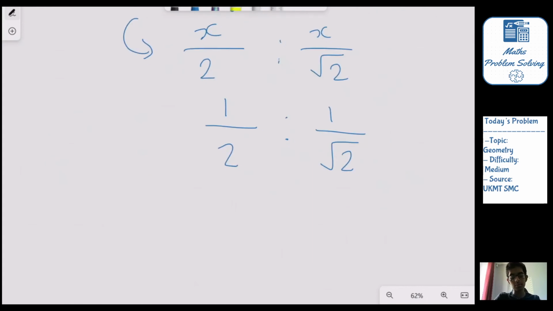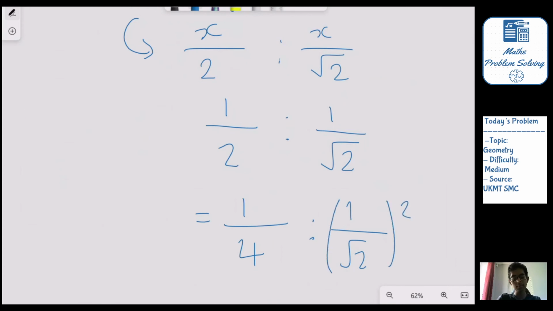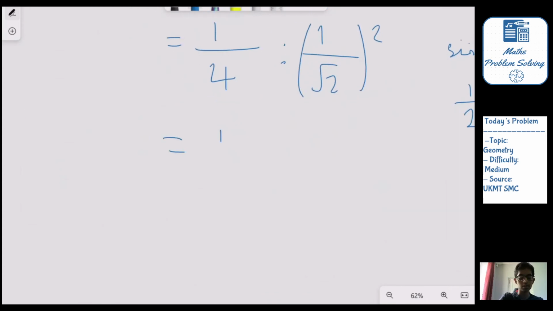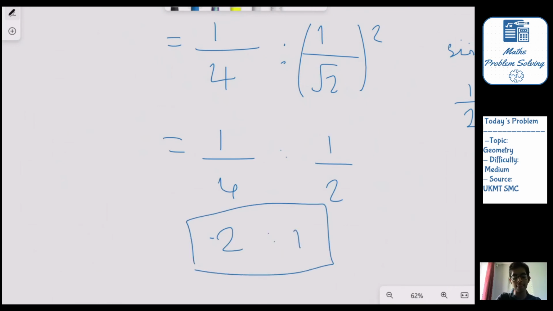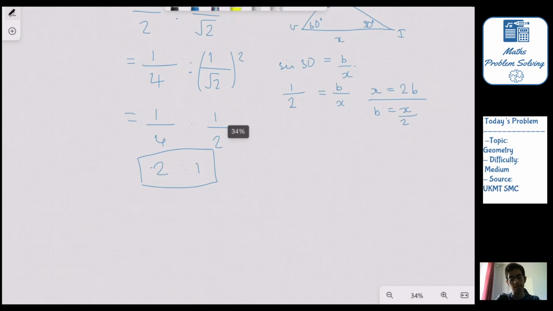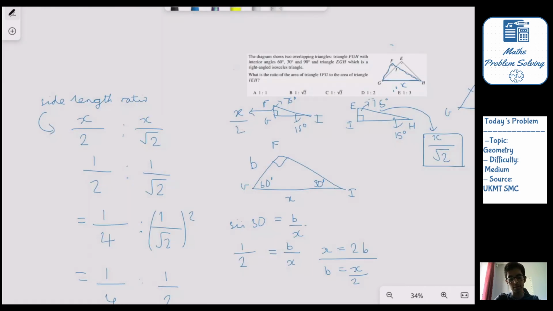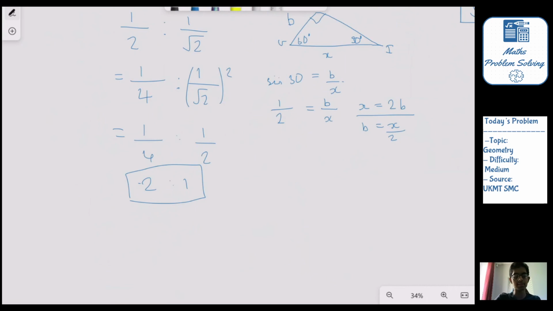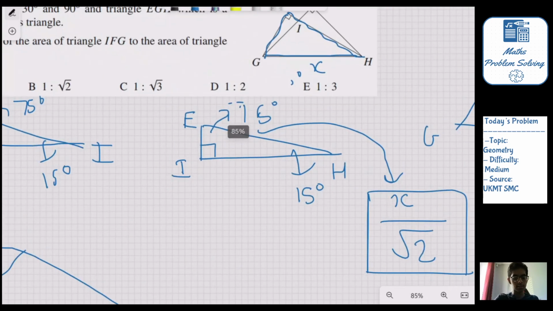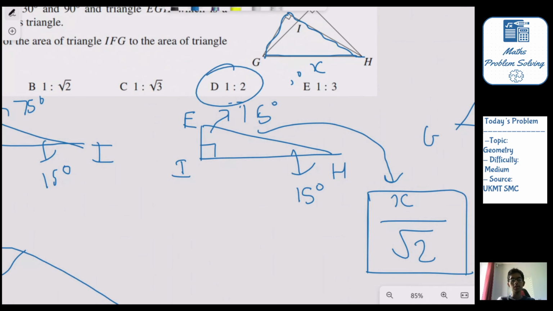So then, the ratio of a half to 1 over root 2 is the side length ratio, and for the area we square it. 1 divided by root 2 all squared, right? Which is basically just a quarter divided by a half. So therefore, the ratio is just 2 to 1. Okay? So that's basically our final answer. Sorry, this should actually be 1 to 2, but it's the same thing. And that gives us an answer of D, 1 to 2.